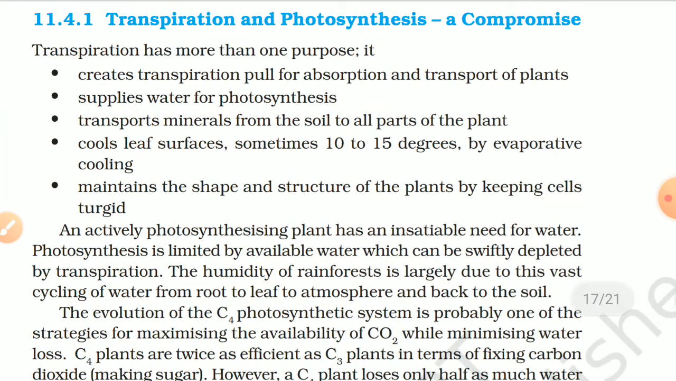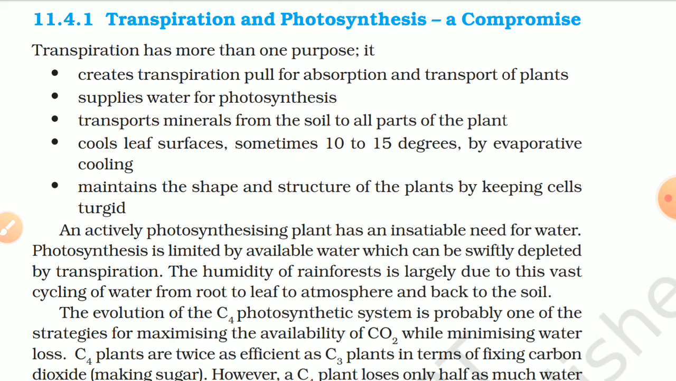11.4.1 Transpiration and photosynthesis, a compromise. Transpiration has more than one purpose. It creates transpiration pull for absorption and transport of water in plants, supplies water for photosynthesis, transports minerals from the soil to all parts of the plant, cools leaf surfaces, sometimes 10 to 15 degrees, by evaporative cooling, and maintains the shape and structure of a plant by keeping cells turgid.